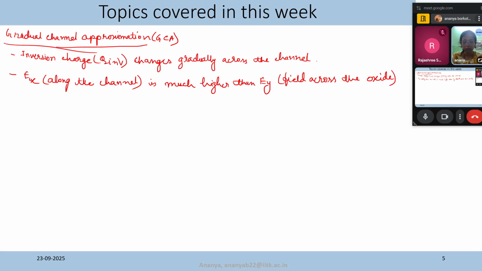Okay, the electric field, because the length is long, is VDS by L, so that is much higher. If it is a short channel MOSFET, then it may become comparable, at least for certain VDS values. And next we are considering that we have an ideal oxide, so leakage current through the oxide is 0.